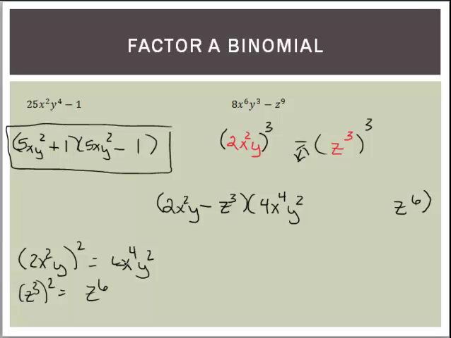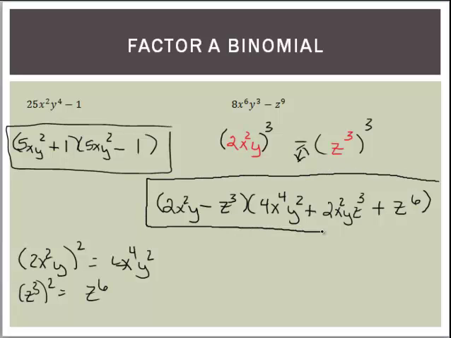Okay? In the middle, you multiply these two together. 2x squared y times z cubed is 2x squared y z cubed. This sign is always plus, no matter what. This sign is always opposite this sign. So if this had been a plus, this would be a minus. Since this is a minus, this will be a plus. This is completely factored.